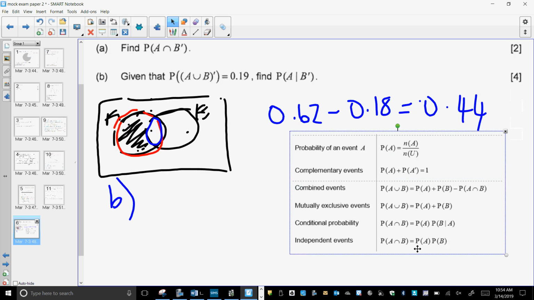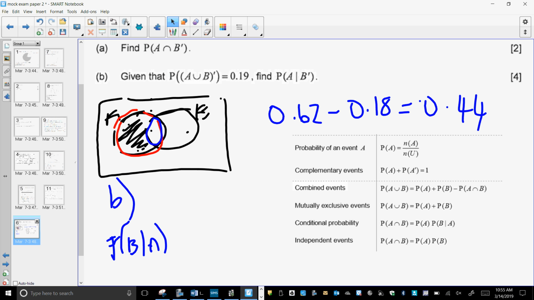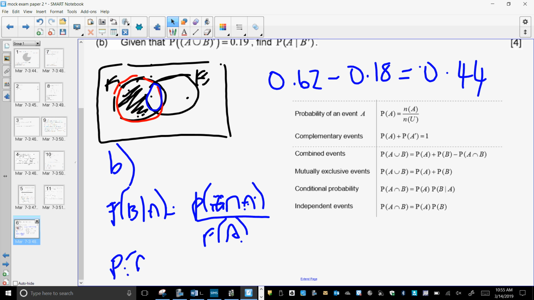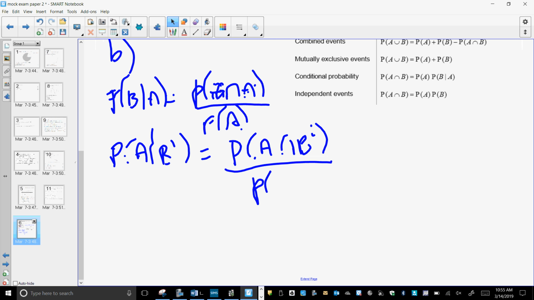Alright, so we've got a conditional probability thing happening here. So that's this here. If we've got the probability of B given A, that would be the probability of B intersect A over the probability of A. So if they've got the probability of A given that B dash has happened, we need to find the probability of A intersect B dash. That's handy, we just found that. Over the probability of B dash. So we need to find the complement of B.